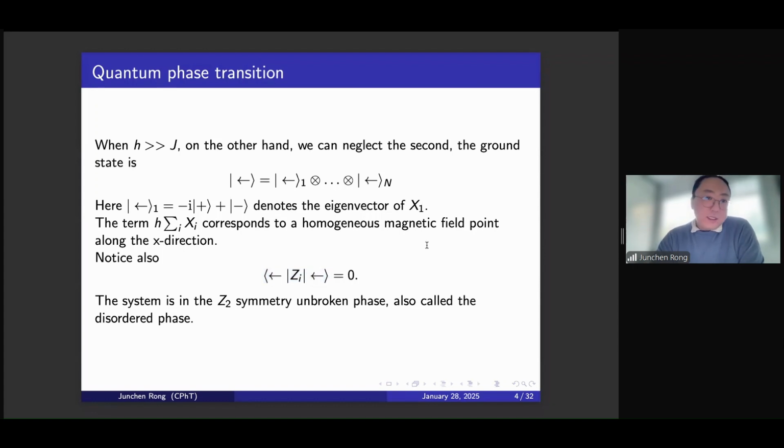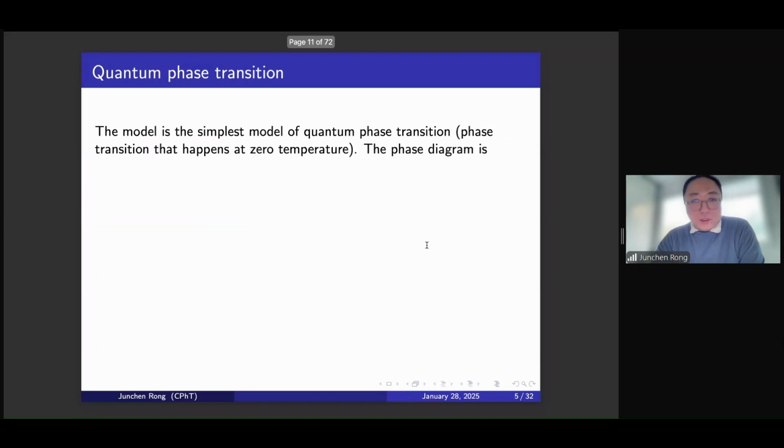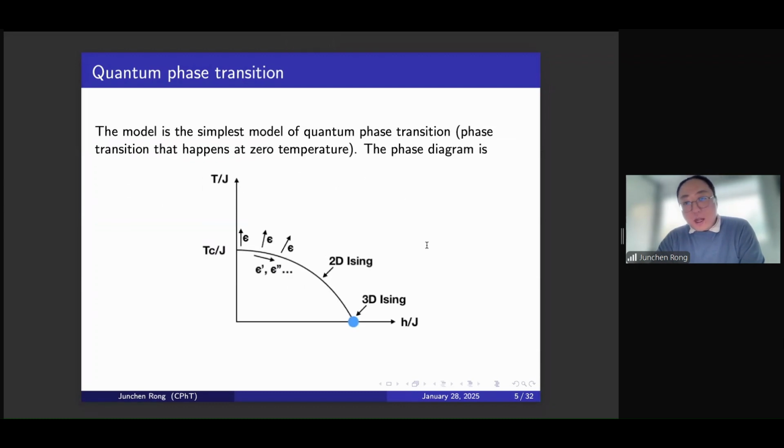So one can actually study this at finite temperature, and the phase diagram you get would be something like this. You have a parameter of the Hamiltonian at zero temperature, a parameter of the Hamiltonian that you can tune, so that it goes from a disordered phase into an ordered phase.